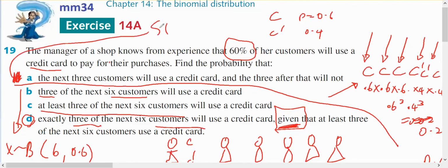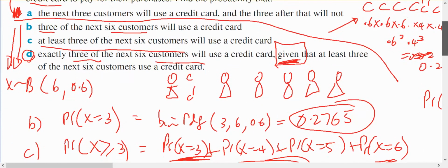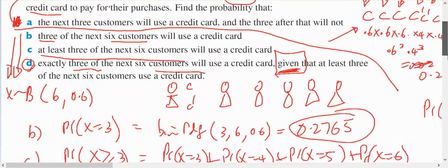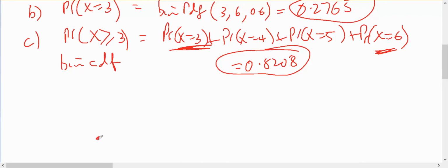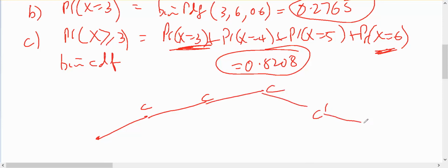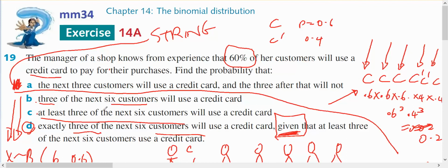So just to recap, while it looked like they were all binomial, the first one is what I call a string, because I know what happens. The last three were binomials. If I was to do a tree diagram for part A, the first customer comes in, I know they use a credit card. The second customer comes in, I know they use a credit card. The third comes in, I know they use a credit card, then they don't, then they don't, then they don't. It's not a tree diagram because I know the outcomes. Whereas in B and C, I don't know which three or more of the 6 used credit cards, and that's why I'm going to use the binomial to do that.